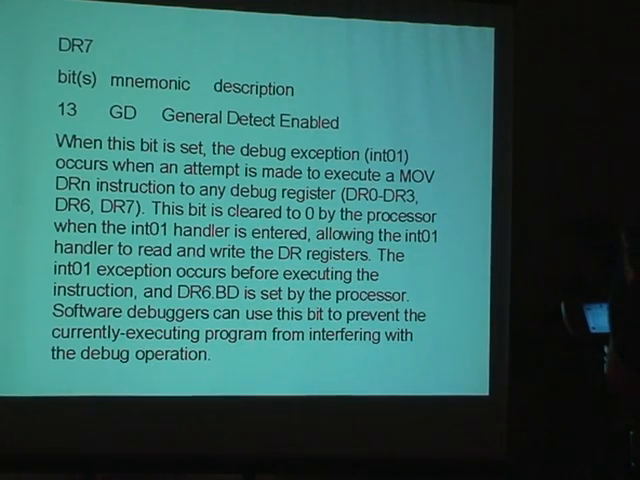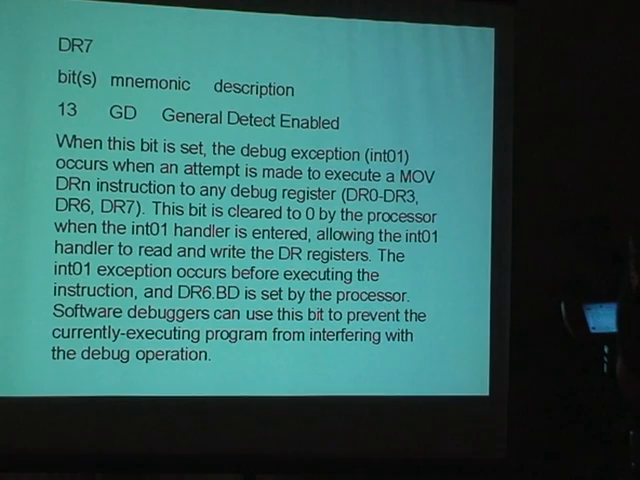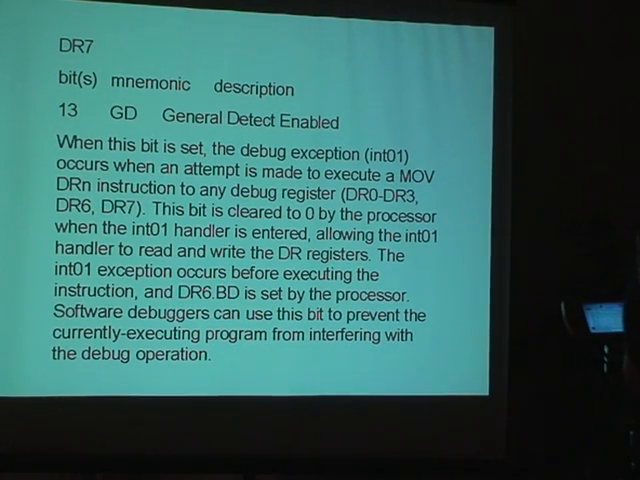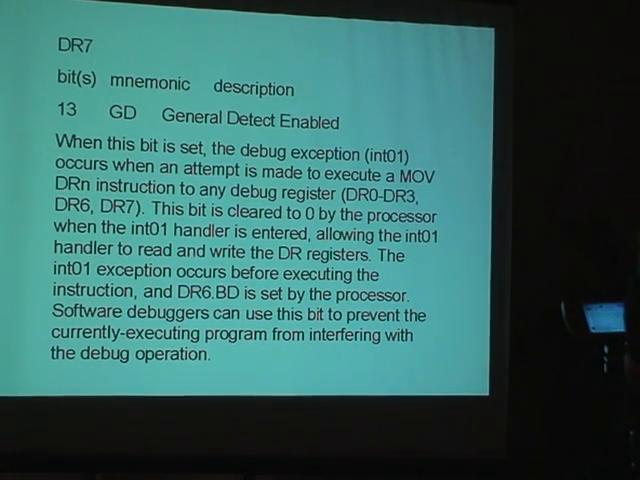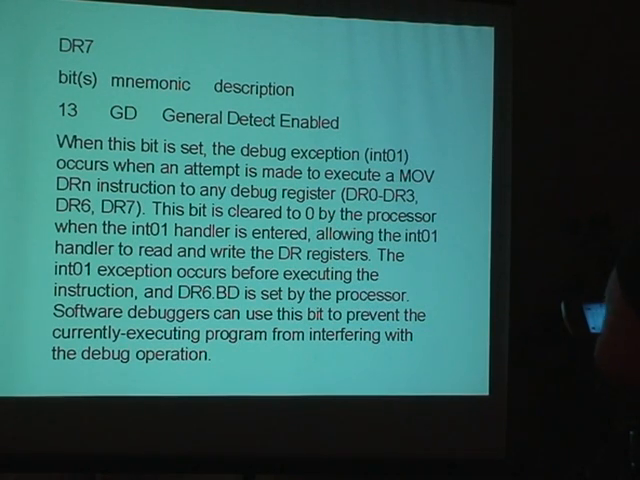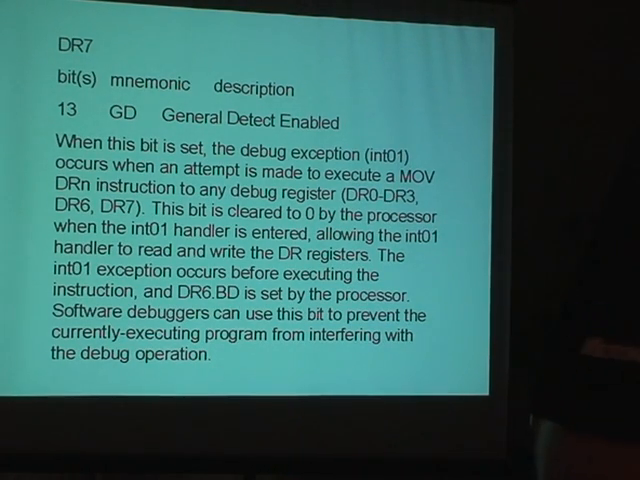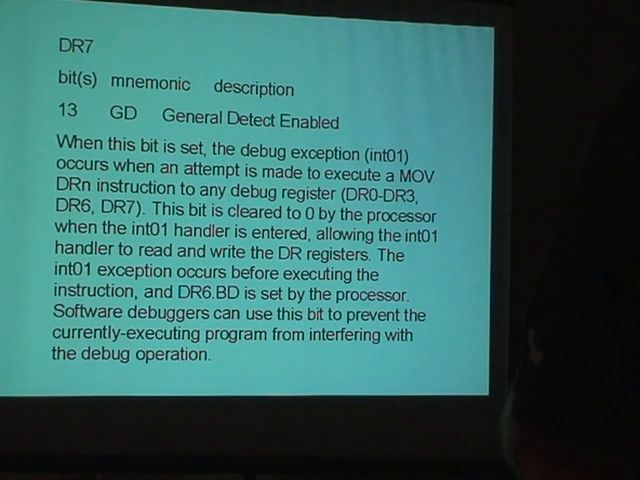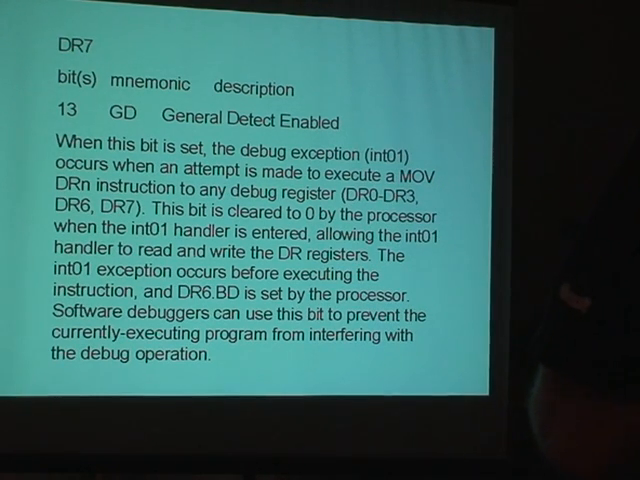And software debuggers can use this bit to prevent the program from interfering with the debug operations. So you could use that to emulate debug register access and turn off, well, not turn off debugging, but make it appear to the user mode program that debugging was turned off. So you can make a shadow copy of the debug registers that looks like what the program would be expecting. Right.